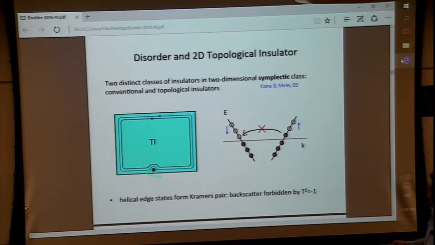And again, the topological insulator in two dimensions has conducting edge states that are helical, meaning that spin up and spin down states go in opposite directions. And time reversal symmetry guarantees that a non-magnetic impurity cannot backscatter, because backscattering requires a spin flip, which is impossible.